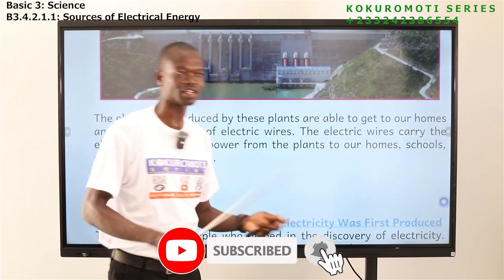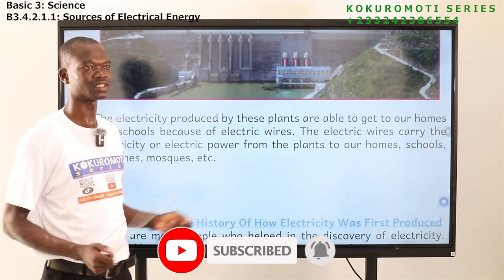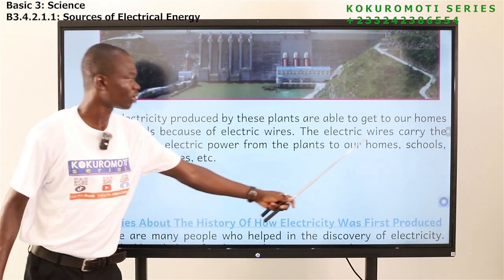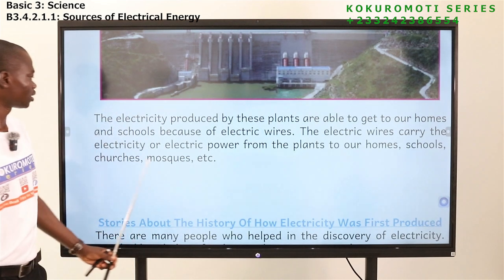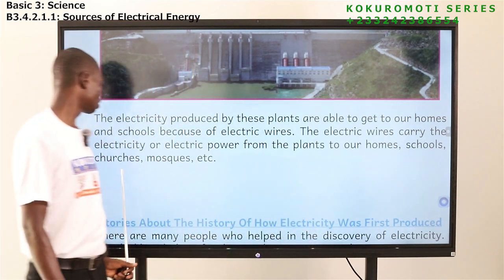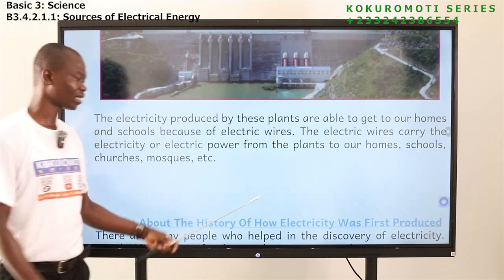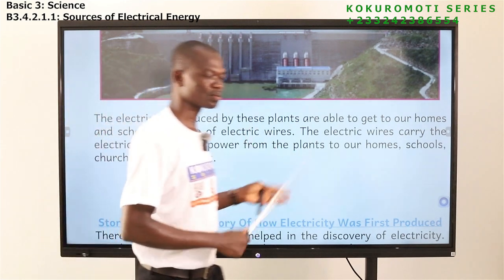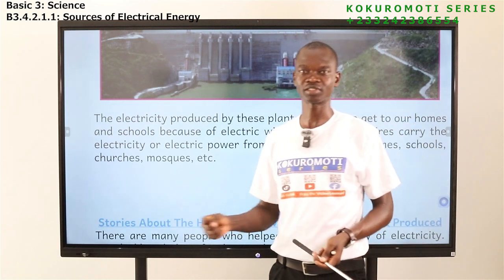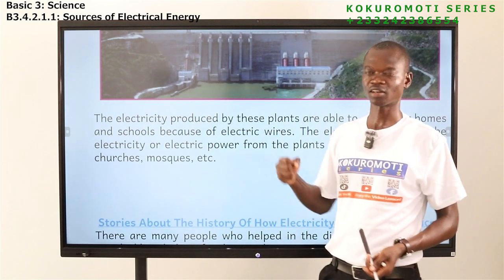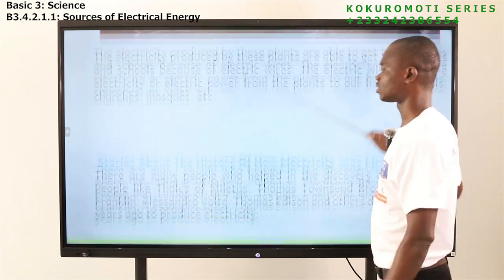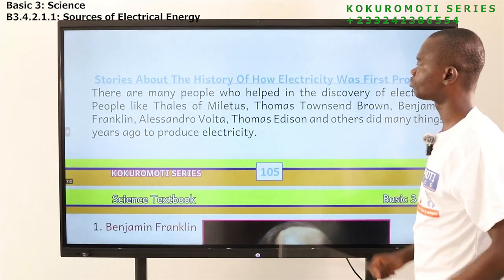Very good. So wherever you see electricity, you should know that there is what? Electric wire. The electric wires carry the electricity or electric power from the plants to our homes, schools, churches, mosques, etc. So these places where electricity is produced, we get power from those places, all because of what? Electric cables or electric wires.